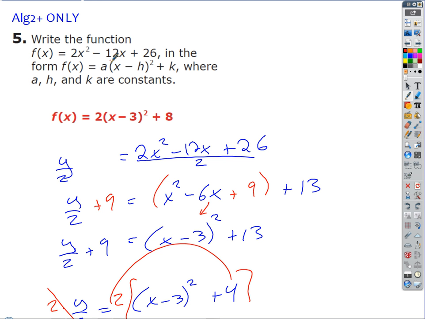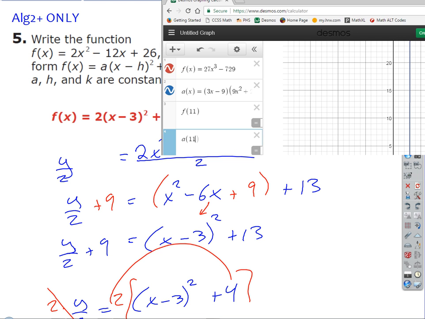H and K, yeah. And you know what A is, because A is the number in front of x squared anyway, right? You see what I'm saying? So I'll just demonstrate.